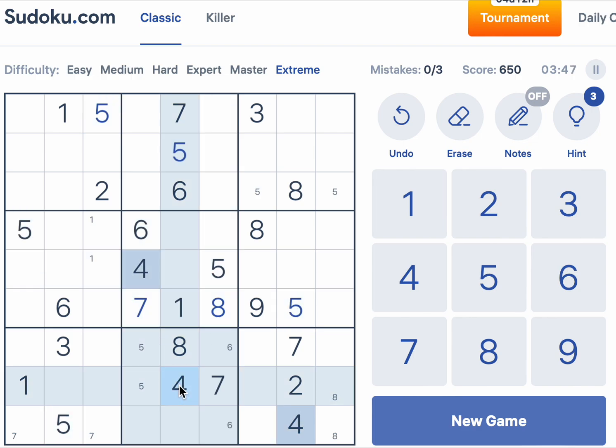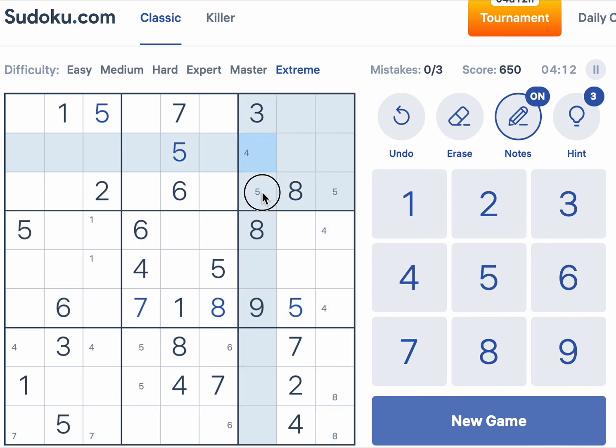Number 4, in this block, one of these 2 cells should be 4, and the 4 should be in one of these 3 cells, and for this block, the 4 should be in one of these 2 cells, meaning there's no 4 in this column anymore. So one of these 2 cells should be 4.